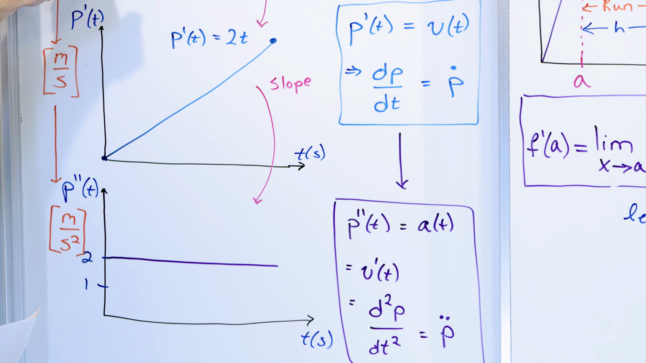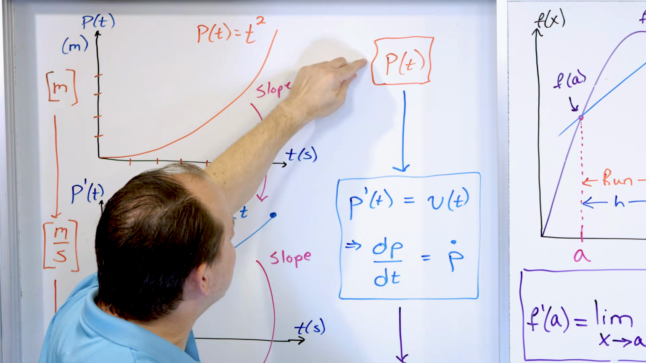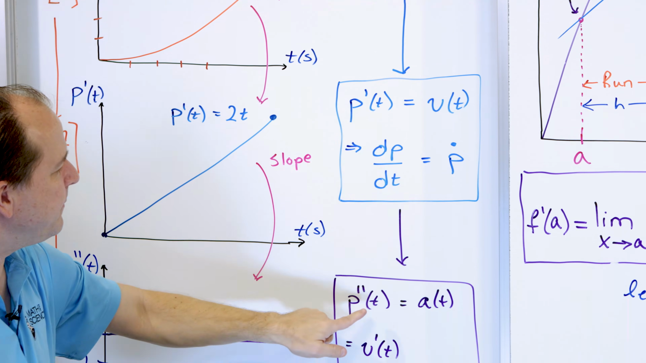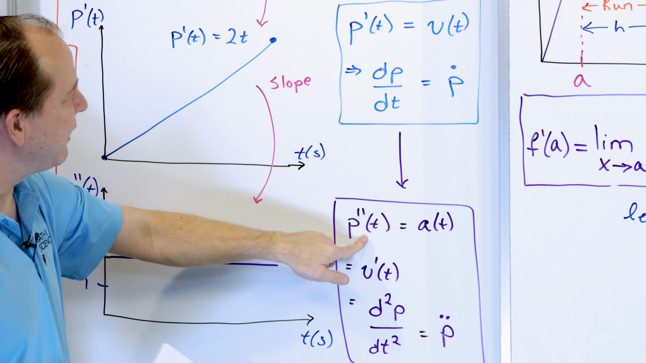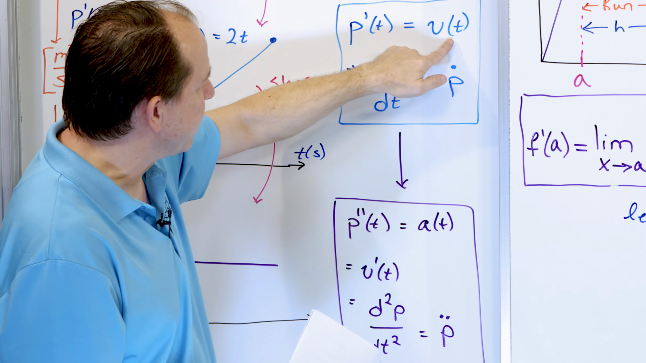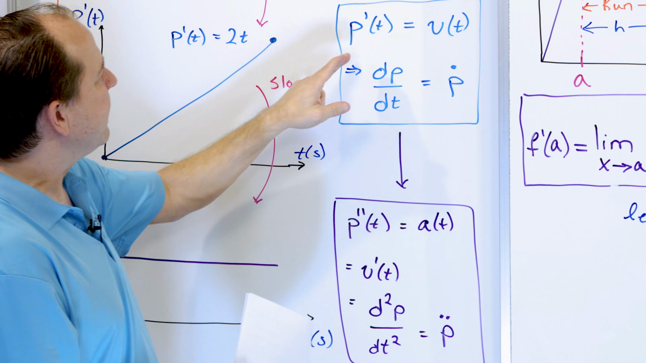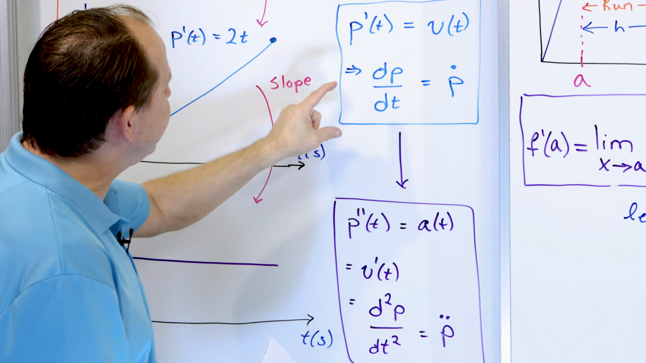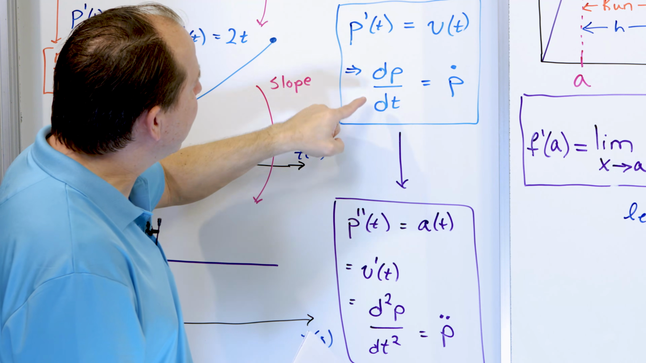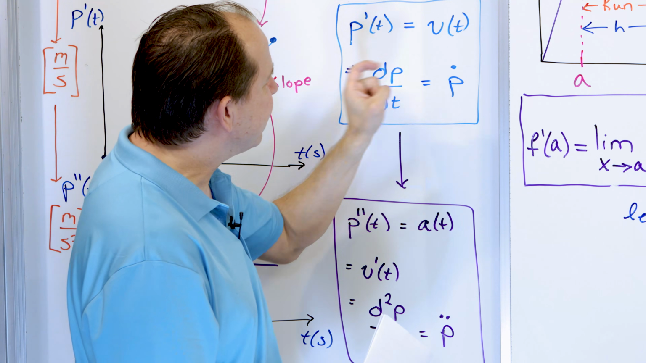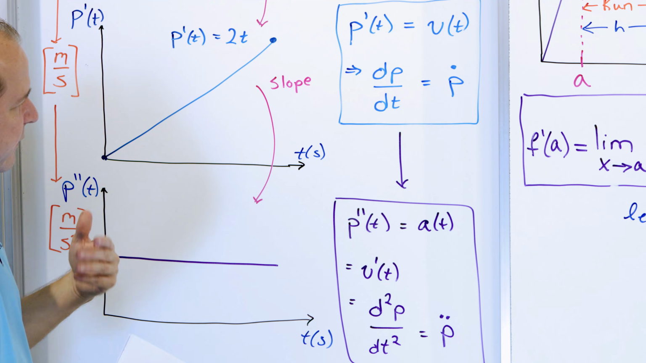Right? Notice that the units go from meters to meters per second to meters per second squared. In terms of notation, we start with a position. We call it p prime of t to get the first derivative, and we call it p double prime of t to get to the acceleration. We can also call that the first derivative being the velocity, and then the second derivative, we can call it the acceleration. Now, instead of calling it p prime of t, we have other notations. We can call it dp dt, which is rise over run. How much does the function change with respect to time? And we could also put a dot over there to represent the derivative as well.